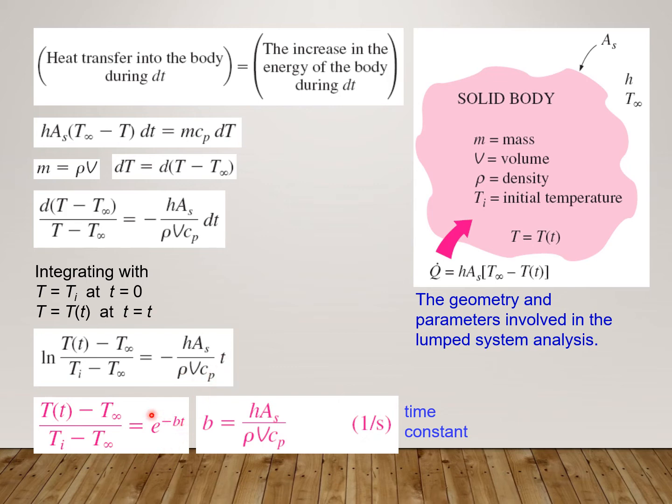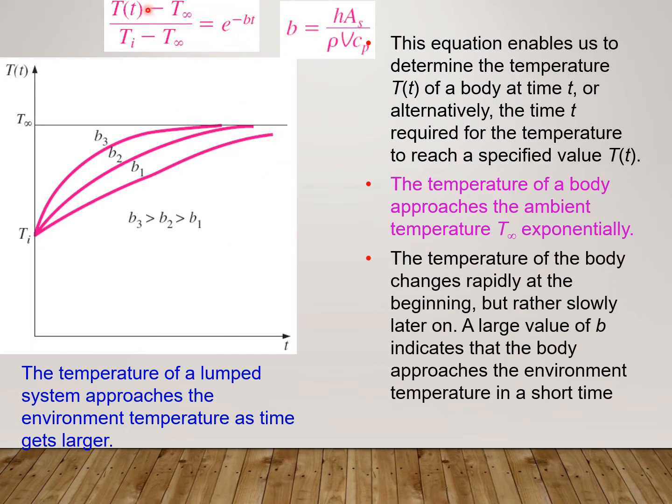So this can be written as, when the log goes to this side, it becomes the exponential term: (T minus T infinity) upon (T initial minus T infinity) is equal to exponential of minus bt, where b is equal to hAs upon rho V Cp. We simplified b as this, and this is called the time constant, and its units are 1 per second. So we get these equations, and we have to remember these equations.